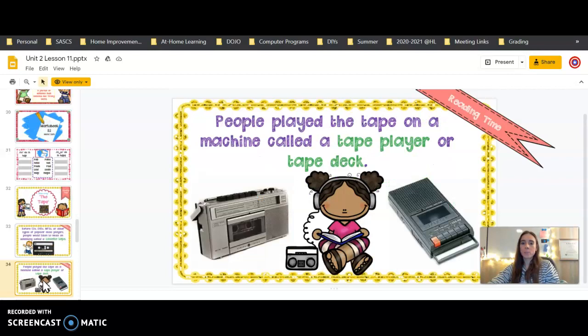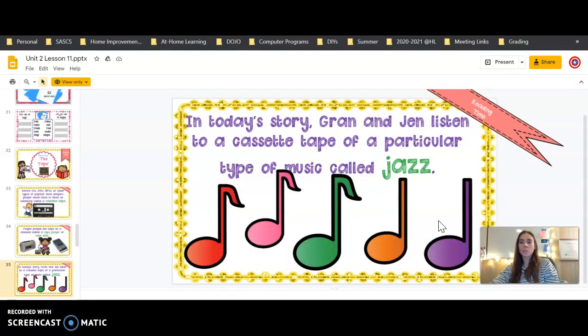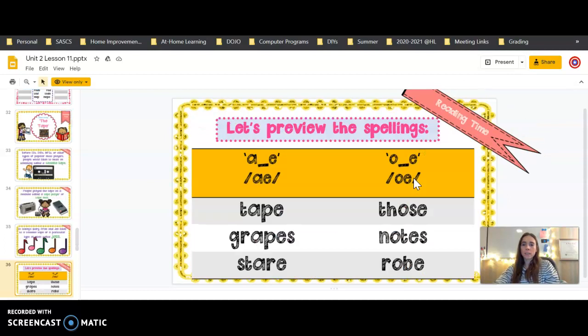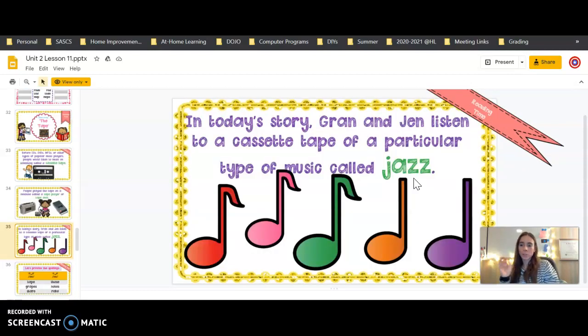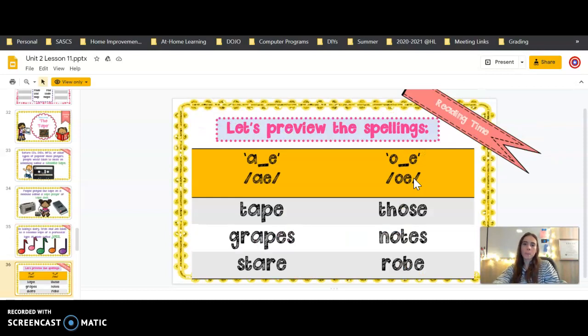People played the tape on a machine called a tape player or a tape deck. I used to have one that looked just like this. In today's story, Gran and Jen listened to a cassette tape of a particular type of music called jazz. Say jazz. Jazz has a lot of instruments in the music, like a trumpet or a flute, or a trombone, something like that, or a fiddle.